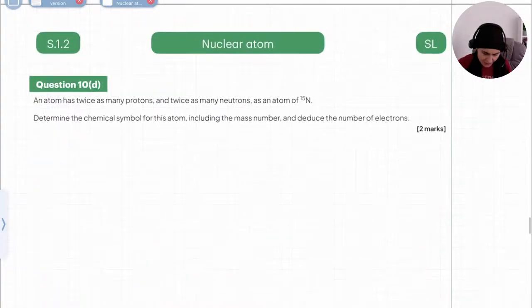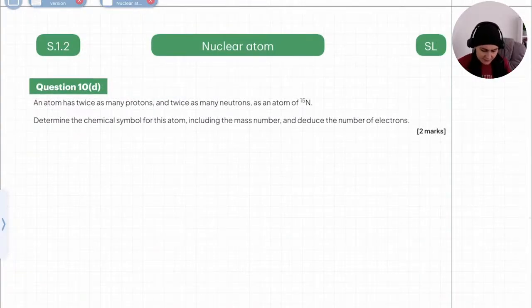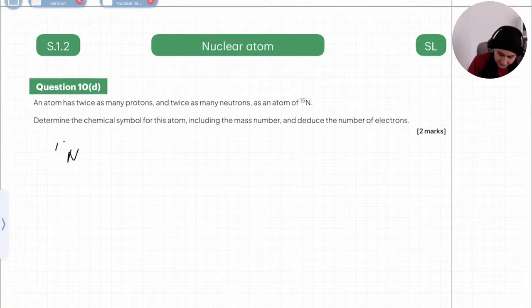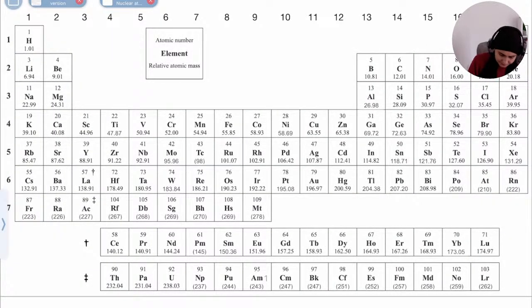I'll skip it. And then next: an atom has twice as many protons and twice as many neutrons as an atom of N15. Determine the chemical symbol for this atom, including the mass number, and deduce the number of electrons. That is a good question. So nitrogen 15. Let's just find protons, neutrons, and electrons for this one, and then we just double it and see what element that would be. So nitrogen is 7 protons.